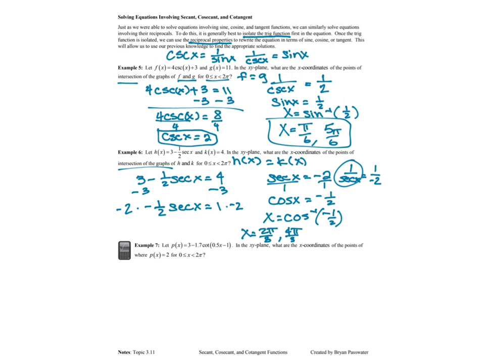All right, last one. Yeah, throw it in your calculator. For reals. Example 7. It says P of x equals. Hold on.